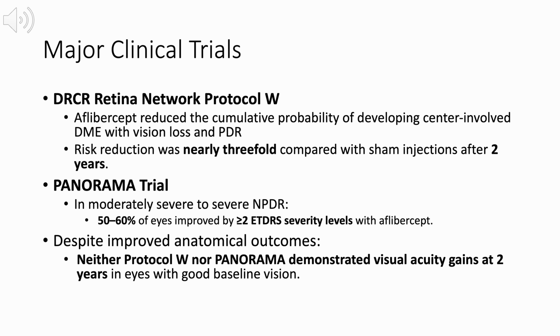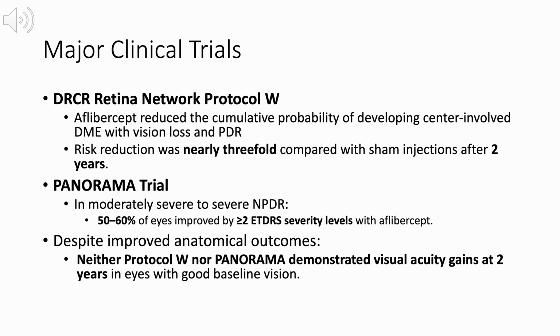The first is DRCR Retina Network Protocol W. In this trial, aflibercept was found to reduce the cumulative probability of developing center-involved diabetic macular edema with vision loss and of developing proliferative diabetic retinopathy. The magnitude of that risk reduction was nearly threefold compared with sham injections after 2 years.